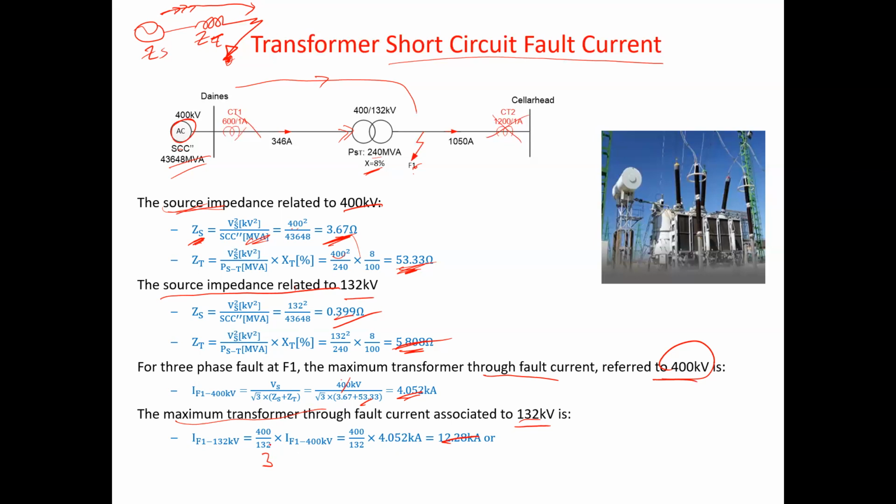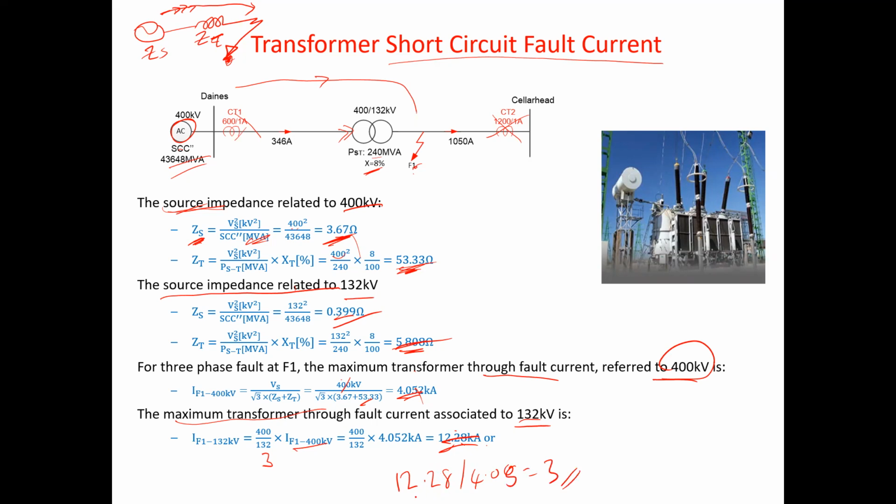So that, or the other way is we can calculate by the turn ratio times the fault current at the 400 kV side, which gives us 12 kiloamp. That is 3 times the other. So if we look at the turn ratio again, 12.28 divided by 4.045, which is around 3. So that's the same as the turn ratio.